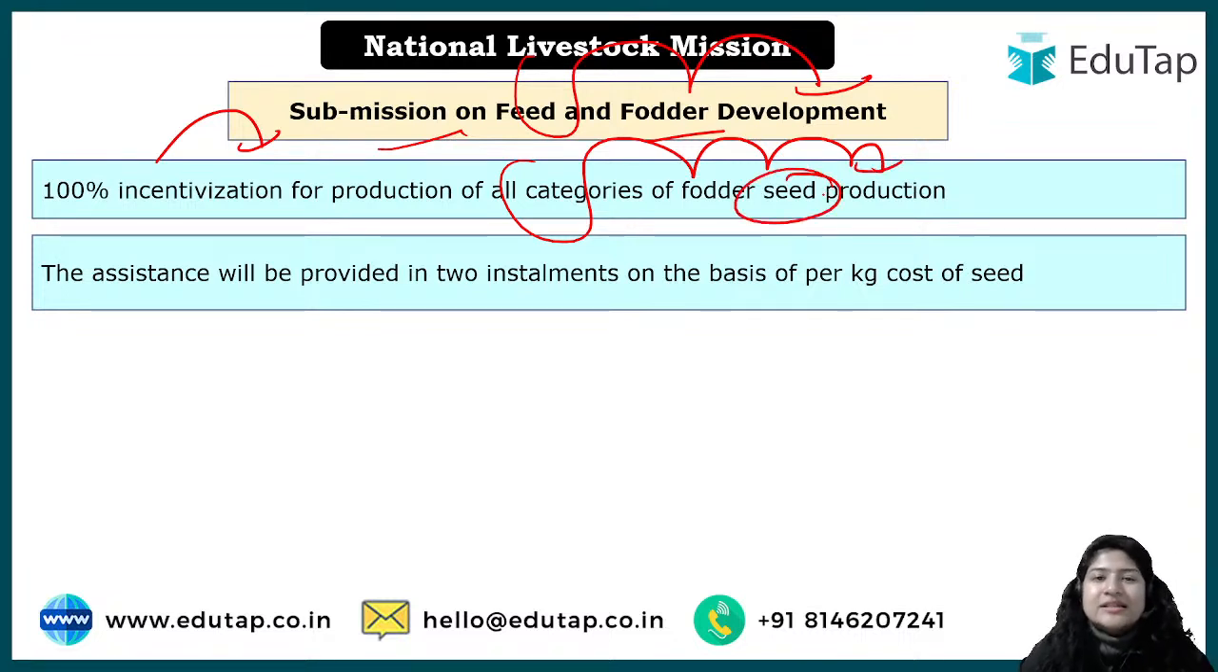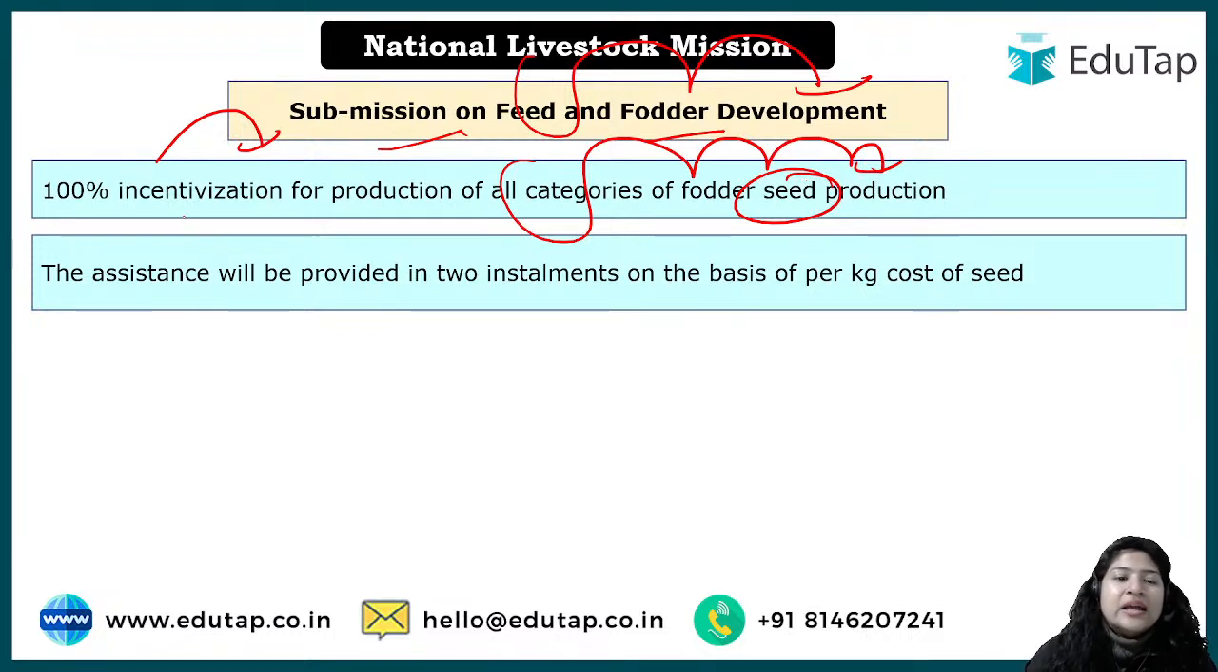For example, dhencha is a sort of grass that is provided. Sun hemp is also provided. Lucerne is also provided. Alfalfa. These are the names of plants I am telling you which are used as fodder. Okay. So for any such different plants, for proper, good seed production, the money will be incentivized by the central government 100%.